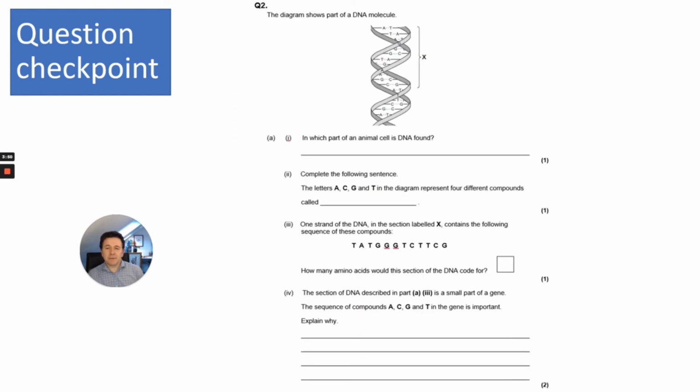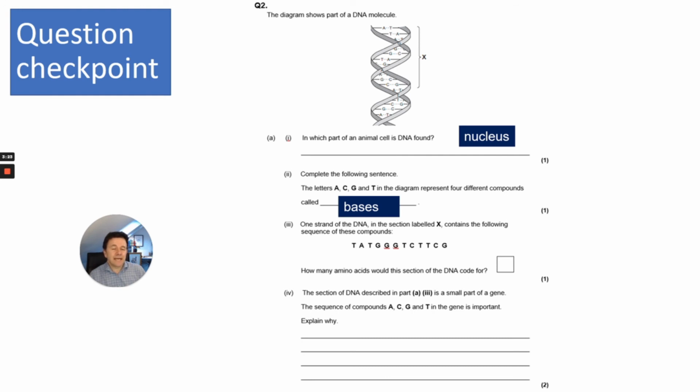Okay, this question is a bit more difficult, so again, what I would like you to do is to pause, read and answer, and then come back and play the video. Okay, so A, in which part of an animal cell is DNA found? That is the nucleus. The letters A, C, G and T are known as bases.